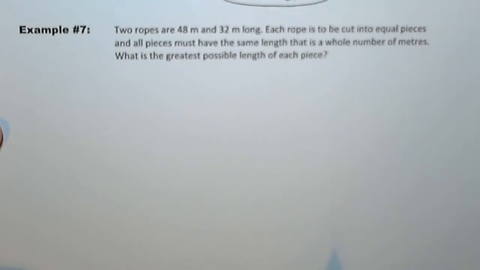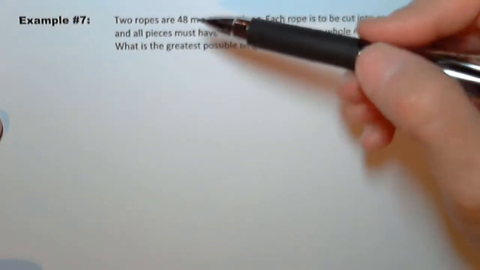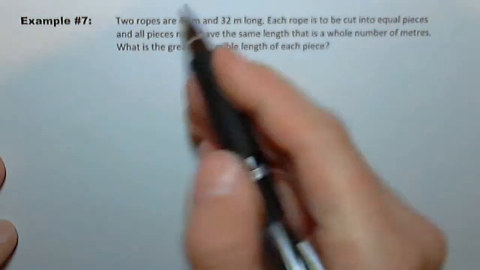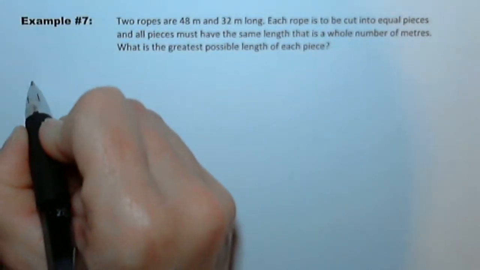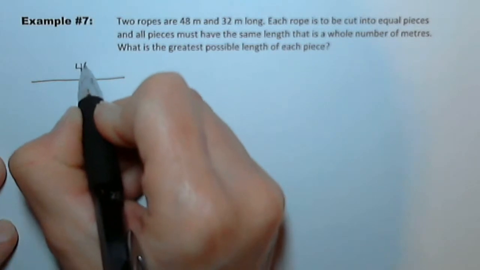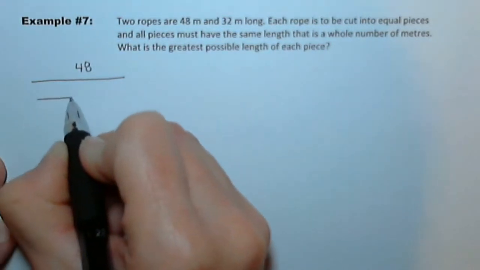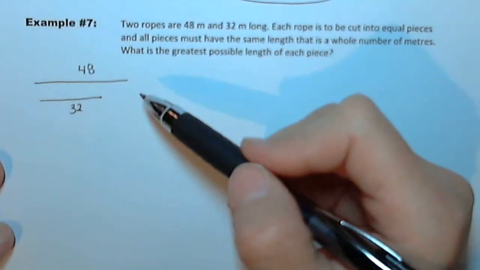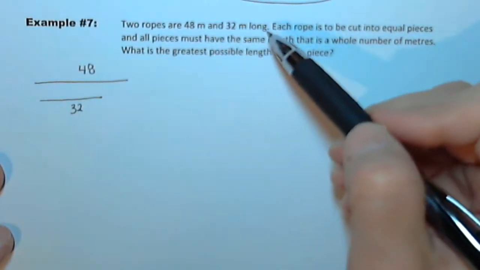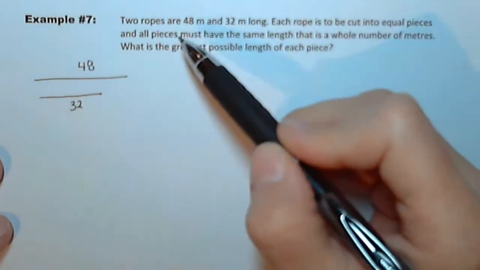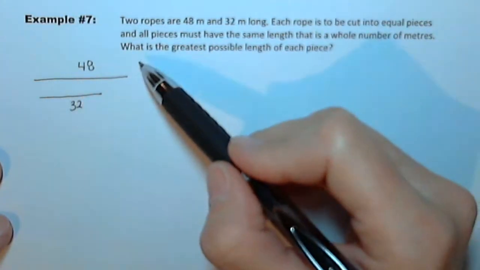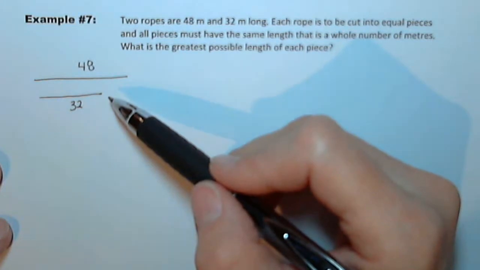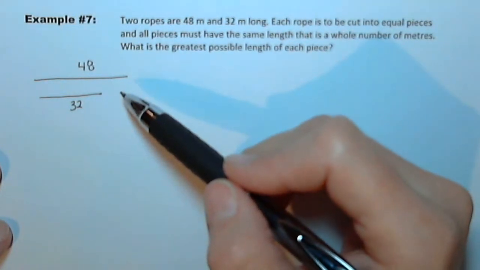So our next one is a word problem. And it says 2 ropes are 48 meters long and 32 meters long. So you've got a rope that's 48 long, and then a guy that's a little bit shorter at 32 long. And I need to cut these ropes into equal pieces. So I need to cut this into a few pieces and this into a few pieces. Problem is that they all need to be the same length pieces, and I obviously don't want to have any waste.